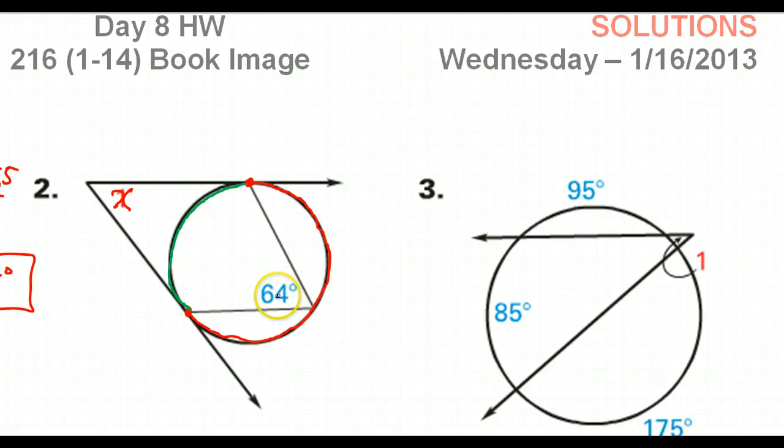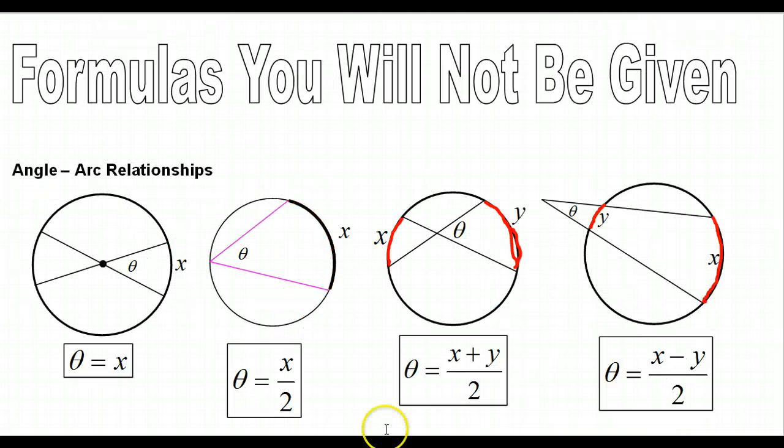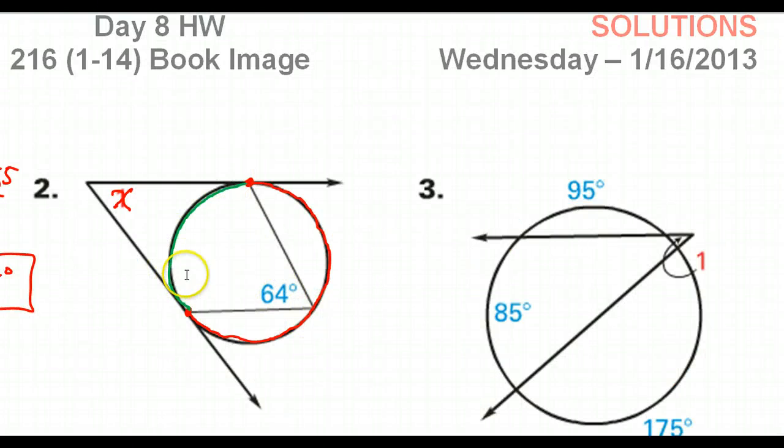The only number I'm given is 64. This 64 is an inscribed angle. So, looks like I'm actually going to use two formulas. So, looking at that 64, it's an inscribed angle like this one. So remember, the relationship there is the angle is half the arc. Or you can think of it as the arc is double the size of the angle. So that's what's going on here. This green arc should be double this 64.